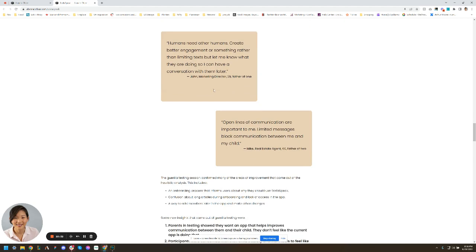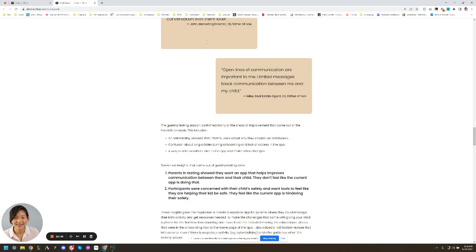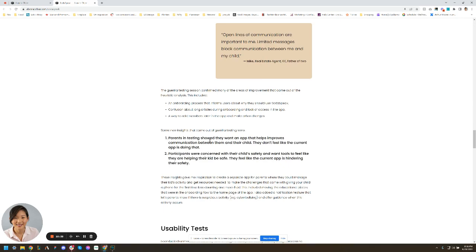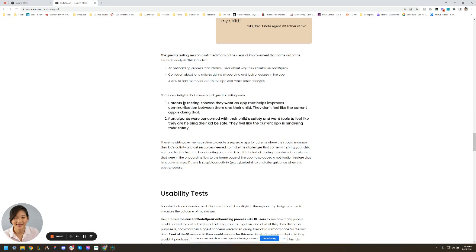And then through the testing, you had a couple of really great insights. From those insights, you uncovered some of the bigger problems, right? Some of the bigger problems being that they want to communicate between them and the child, and they don't feel like the current app is doing that. And the participants are concerned about their child's safety, but they don't feel like the app is doing much to address that.